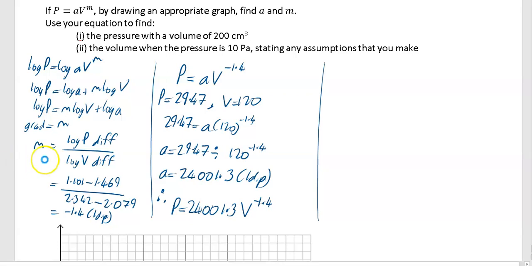Okay, what I have forgotten to do here is that it says by drawing an appropriate graph. So I've done all of this without drawing the graph, just to show you can do this without the graph. But to get the marks in the exam, you do need to have your graph. So I'm going to go down and look at doing my graph now.